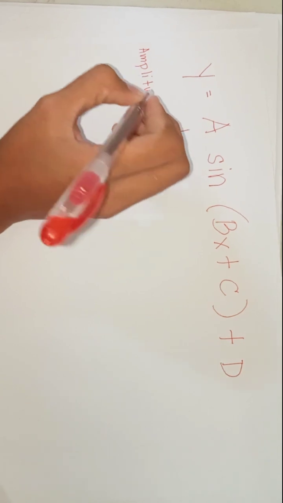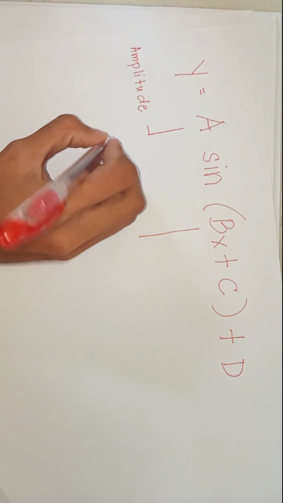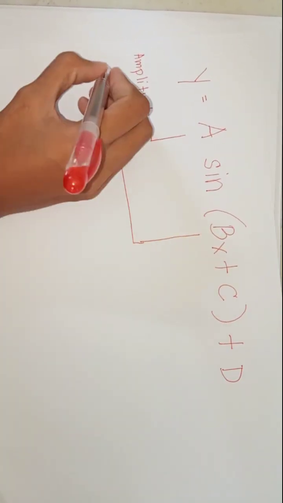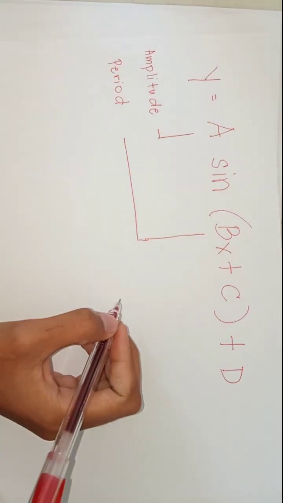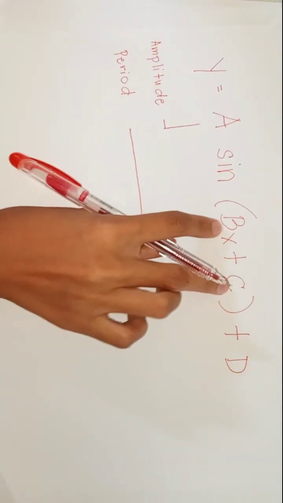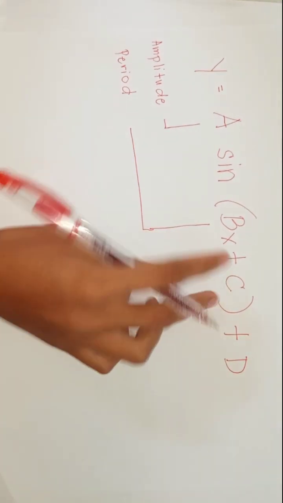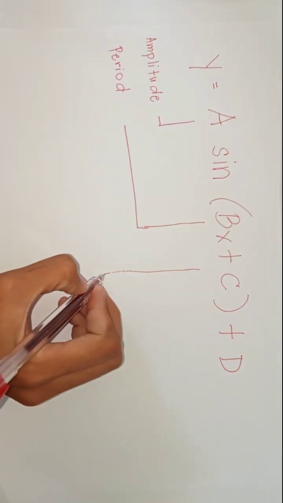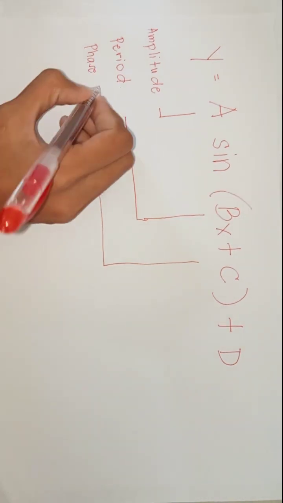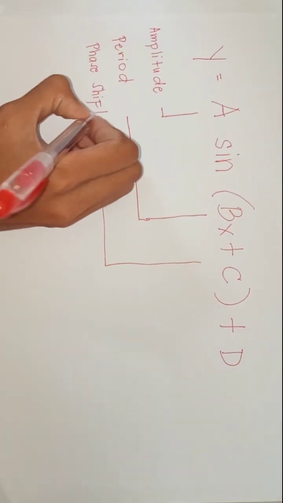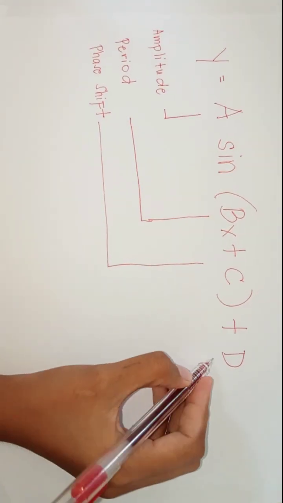And the B is the period. And in this equation we can get the phase shift. And the vertical shift, which is the letter D.